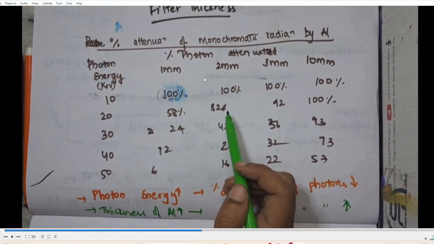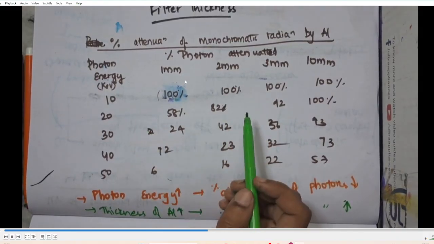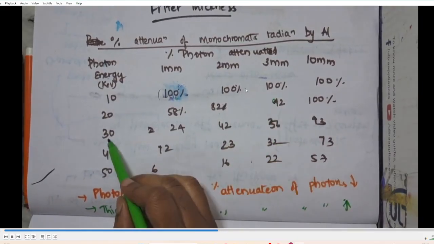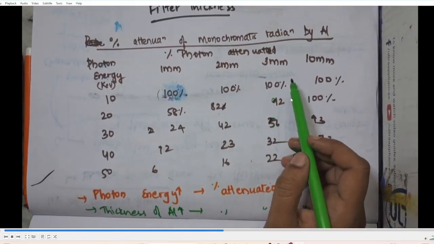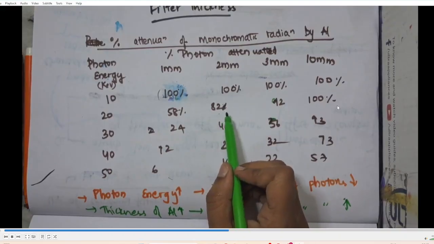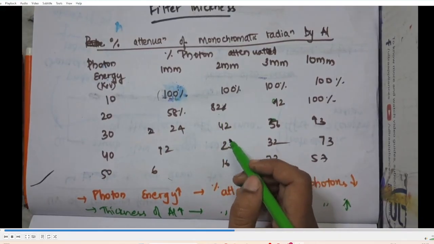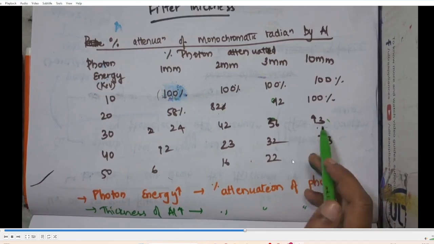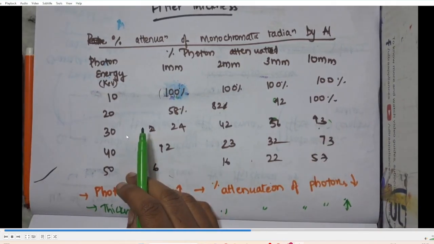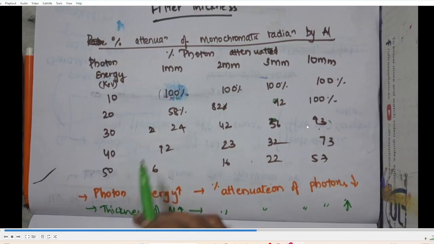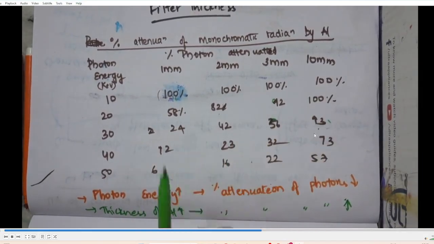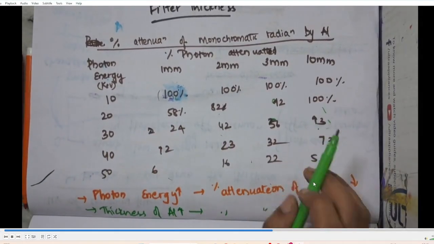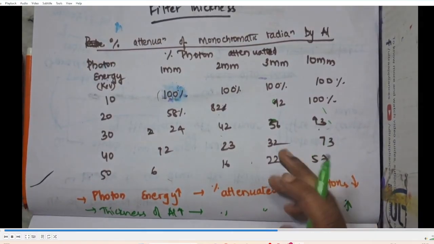So 2 mm thick aluminium filters absorb all photons of energy less than 20 kilo electron volts. This is more desirable, but overfiltration occurs with 3 mm and also the 10 mm aluminium filters. If you see, 30 kilo electron volt energy is also absorbed almost completely by 10 millimeter filters. So excessive filtration occurs, which is more disadvantageous than having any advantage.